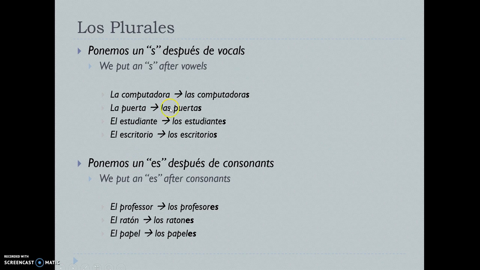So again, if the word ends in a vowel, for example up here, computadora, puerta, estudiante, escritorio, all we need to do is add an S to make it plural. If the word ends in a consonant, so any letter that's not A, E, I, O, or U, we have to add an ES. For example, profesor, profesores, ratón, ratones, el papel, papeles. S after vowels, ES after consonants to make nouns plural in Spanish.